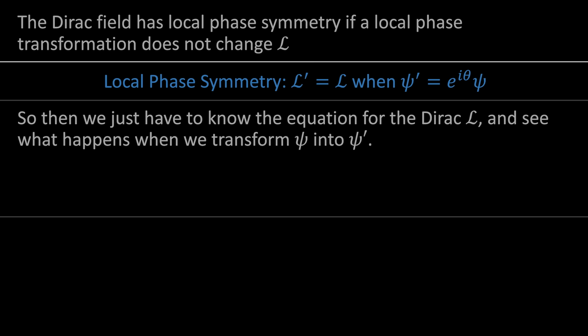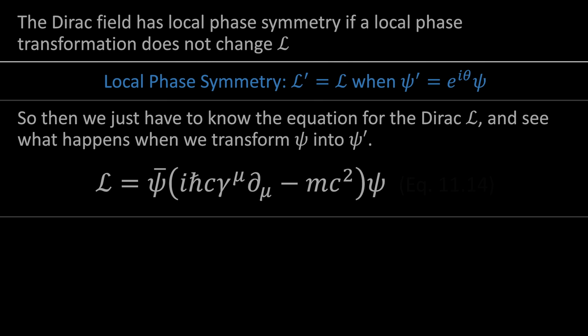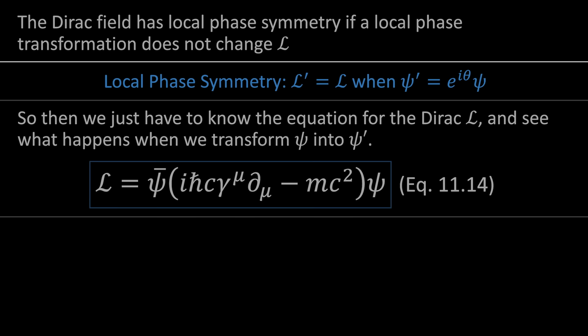So, to answer the question of whether the Dirac field has local phase symmetry, all we have to do is write out the Dirac Lagrangian, which depends on psi, and then apply a local phase transformation to psi, and see if the Lagrangian changes. In the interest of time, I'll just write out the Dirac Lagrangian here, and I won't go into exactly why it has this form.